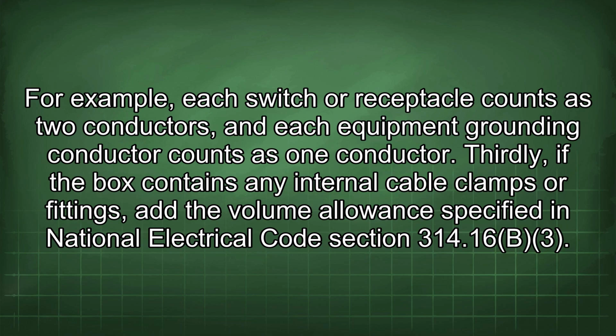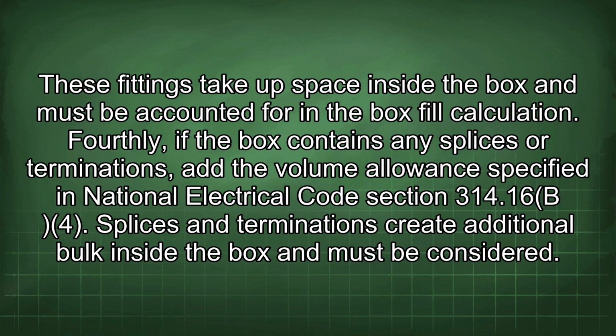Thirdly, if the box contains any internal cable clamps or fittings, apply the volume allowance specified in National Electrical Code Section 314.16(B)(3). These fittings take up space inside the box and must be accounted for in the box fill calculation. Fourthly, if the box contains any splices or terminations, apply the volume allowance specified in National Electrical Code Section 314.16(B)(4). Splices and terminations create additional bulk inside the box and must be considered.